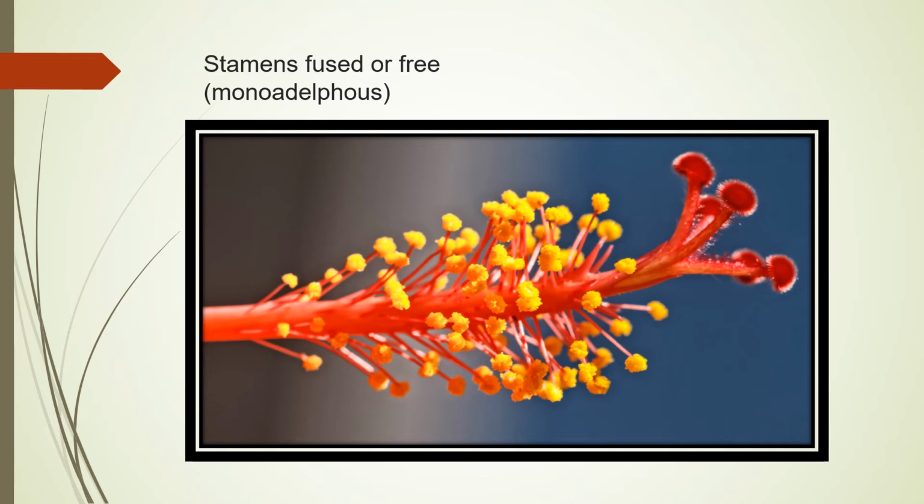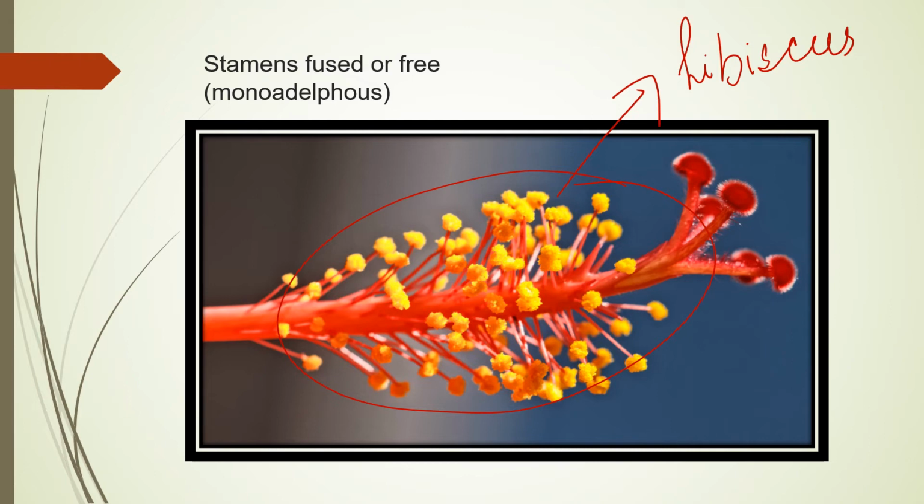For example, if you go through your garden, you can see this is hibiscus. This is the hibiscus flower, which has the filaments. You can see that the anthers are free, but the filaments are fused. So the filaments may be fused and the anthers are always free. This is called monoadelphous. These are the new terms you must learn.